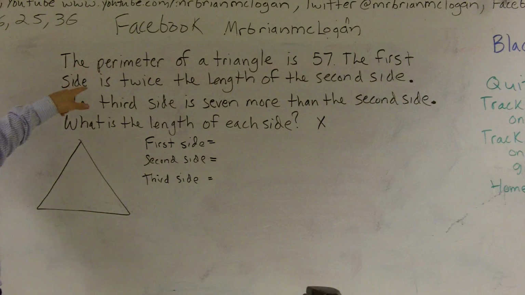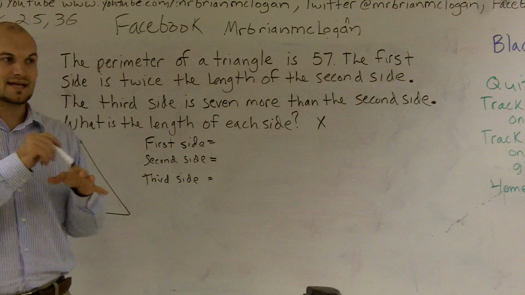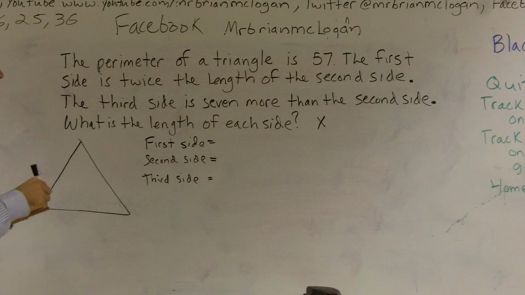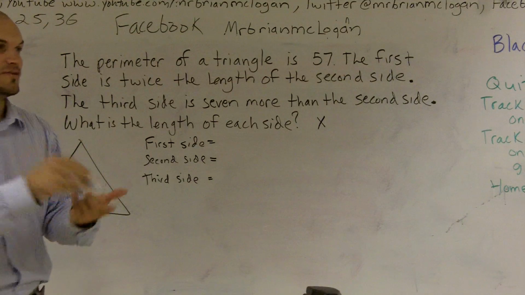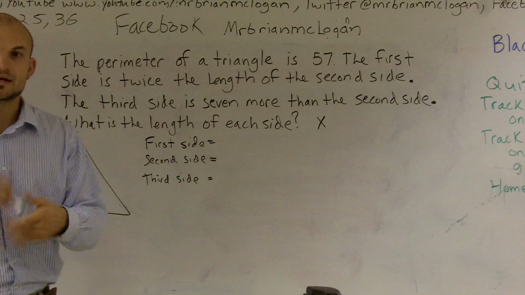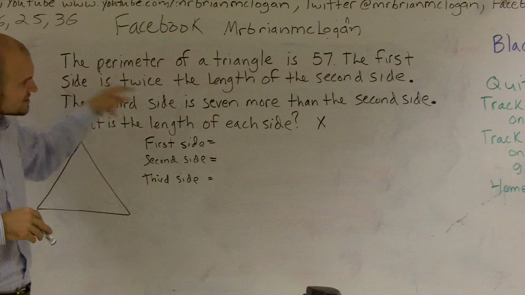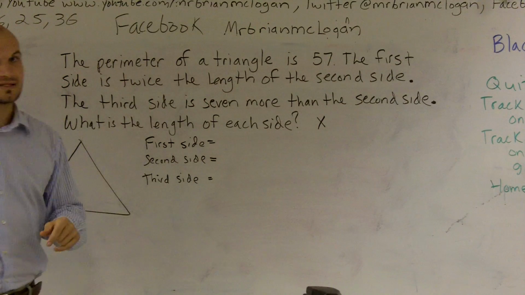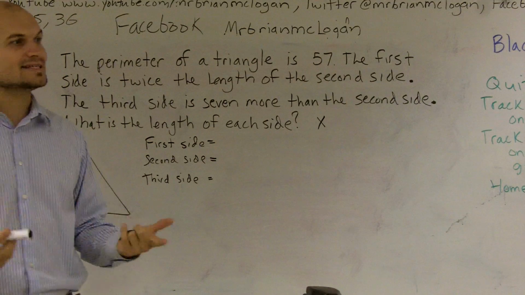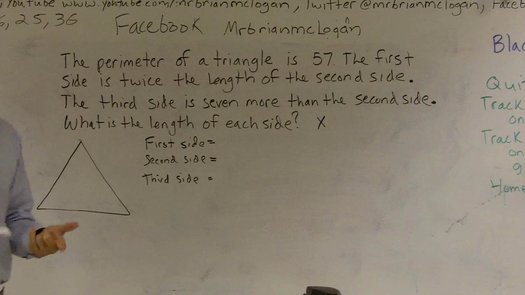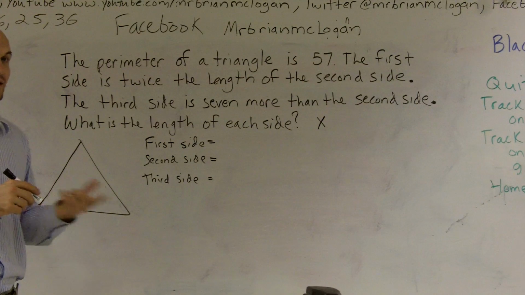Let me read through this problem. It says the first side is twice the length of the second side. So if I can figure out what that second side is, I know my first side is going to be twice the length. If my second side was 10, the first side would be 20. Next sentence: the third side is 7 more than the second side. So if I can figure out the second side, all I have to do is add 7 to get my third side.